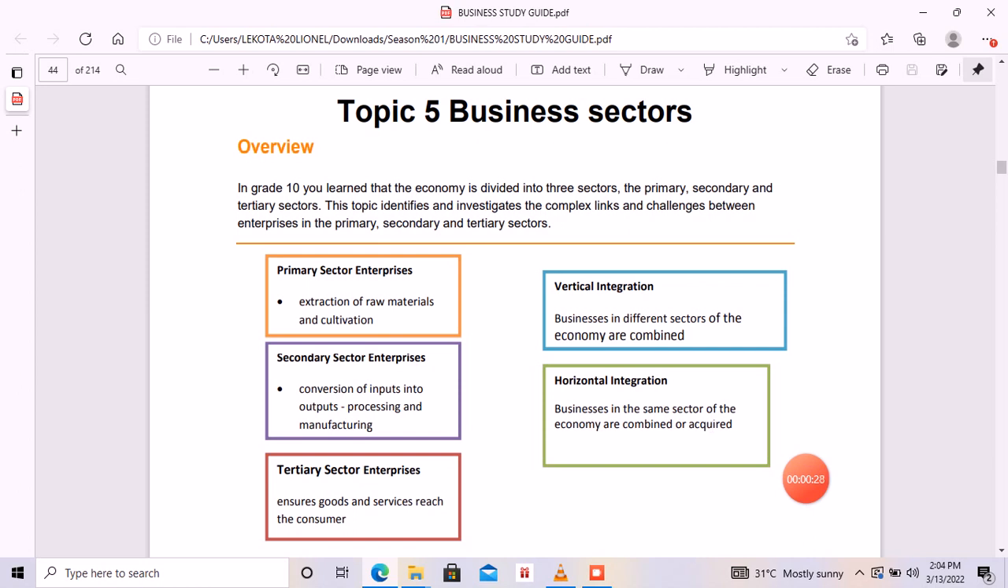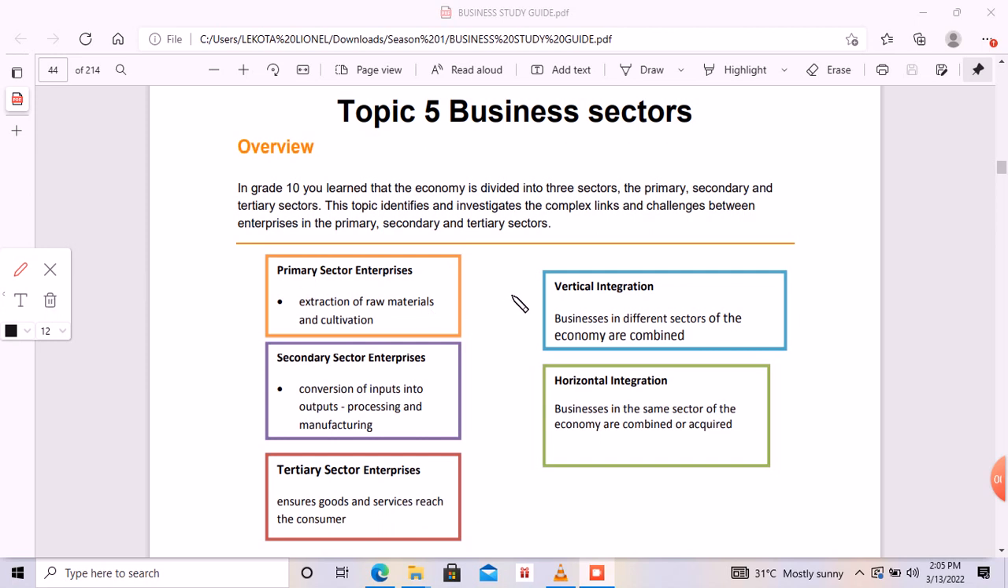So now we are in grade 11, remember, and this topic is business sectors. Remember, in grade 10, you learned to explain the primary, the secondary, as well as the tertiary sector. So today we will be dealing with the complex links and challenges between enterprises in the primary, the secondary, as well as the tertiary sector. When they talk of the links, they are referring to the way you link things. How are they related? How are they linked? This is what we will be talking about today, as well as the challenges that these businesses are facing.